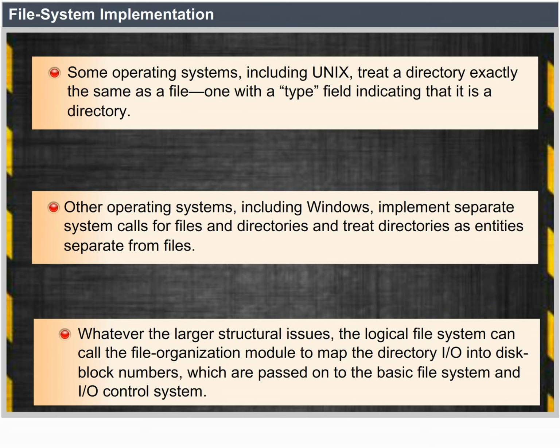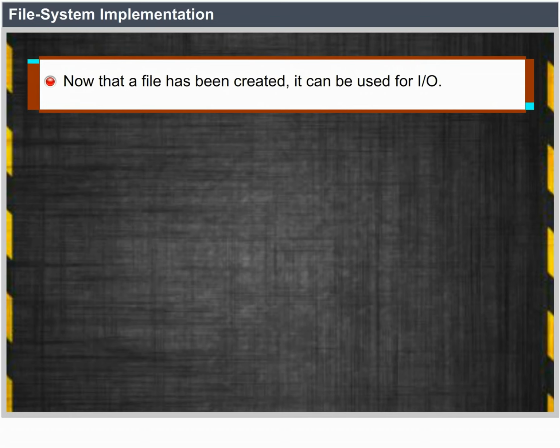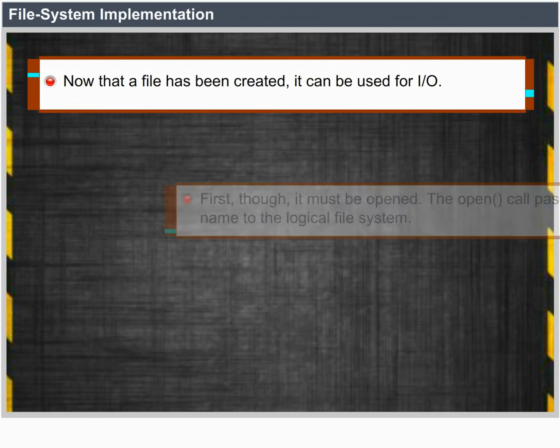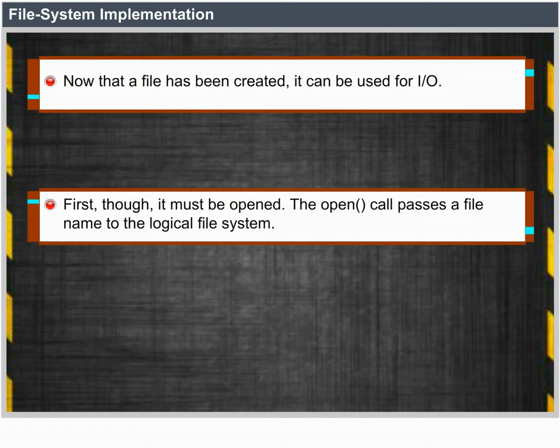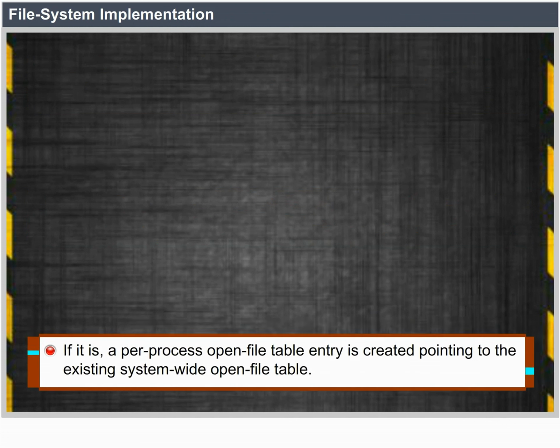Now that a file has been created, it can be used for input-output. First, though, it must be opened. The open function call passes a file name to the logical file system. The open function system call first searches the system-wide open file table to see if the file is already in use by another process. If it is, a per process open file table entry is created pointing to the existing system-wide open file table. This algorithm can save substantial overhead.